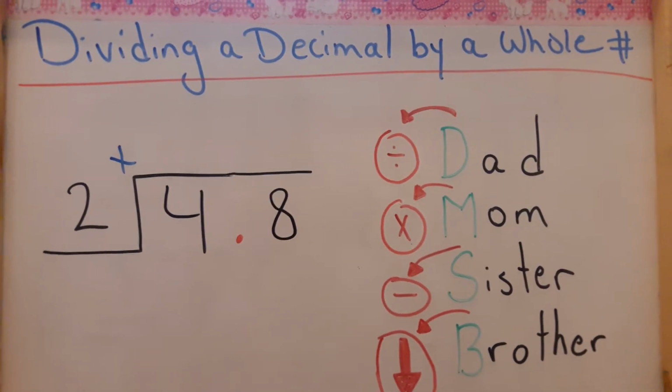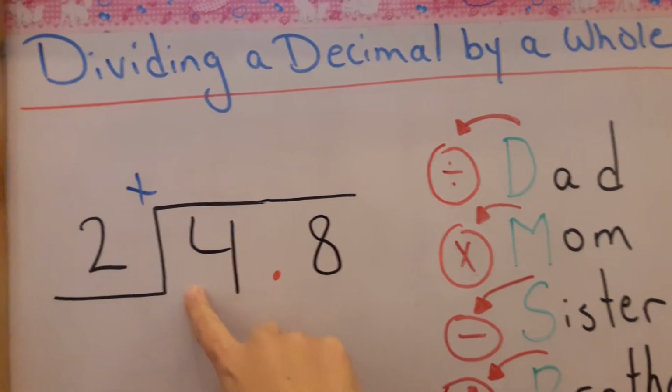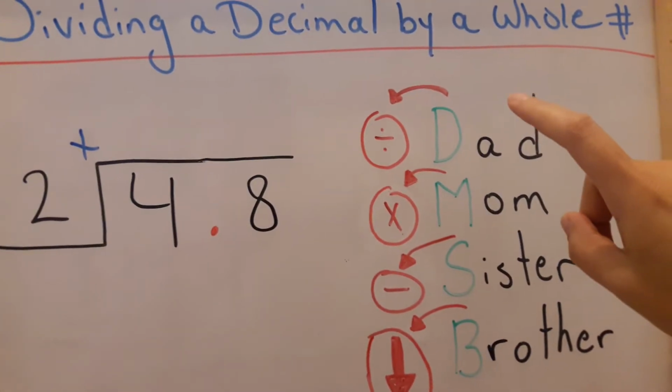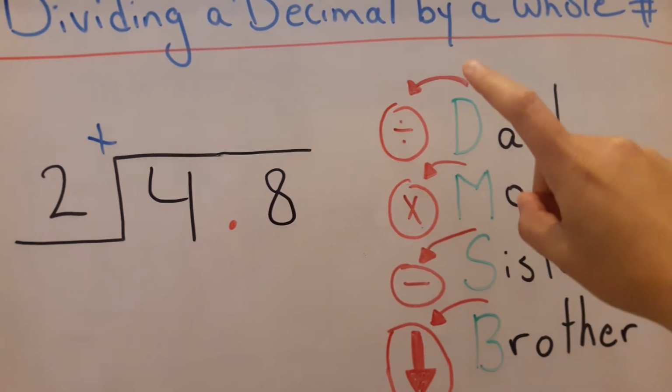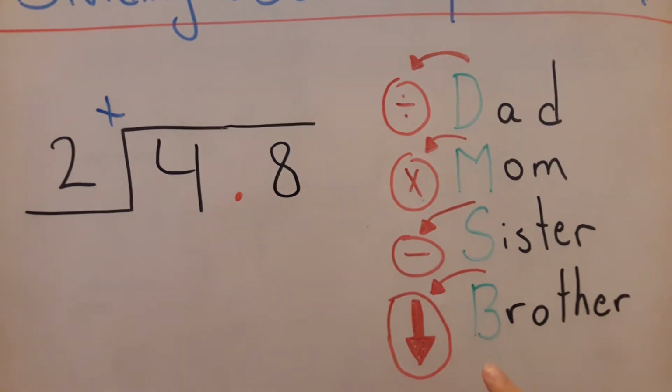Okay, grade 5, we're continuing with division. Now we're going to divide a decimal by a whole number. Let's remember the steps that we discussed yesterday. We have to divide, multiply, subtract, then bring down.